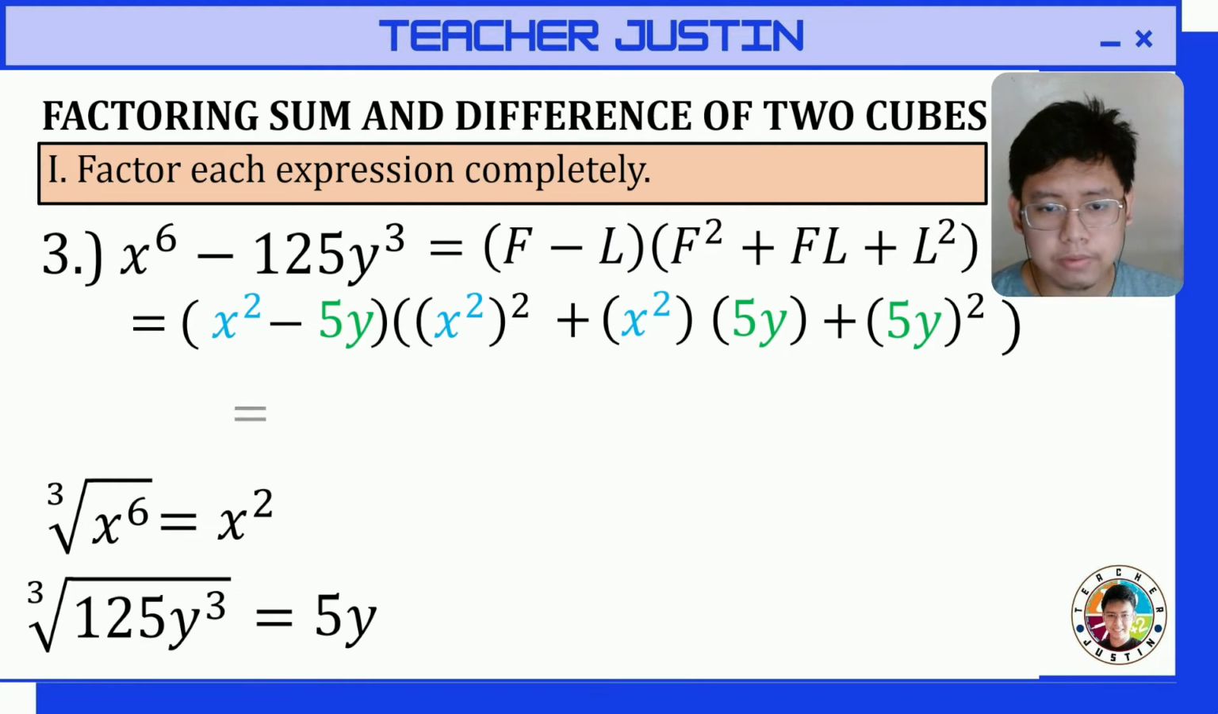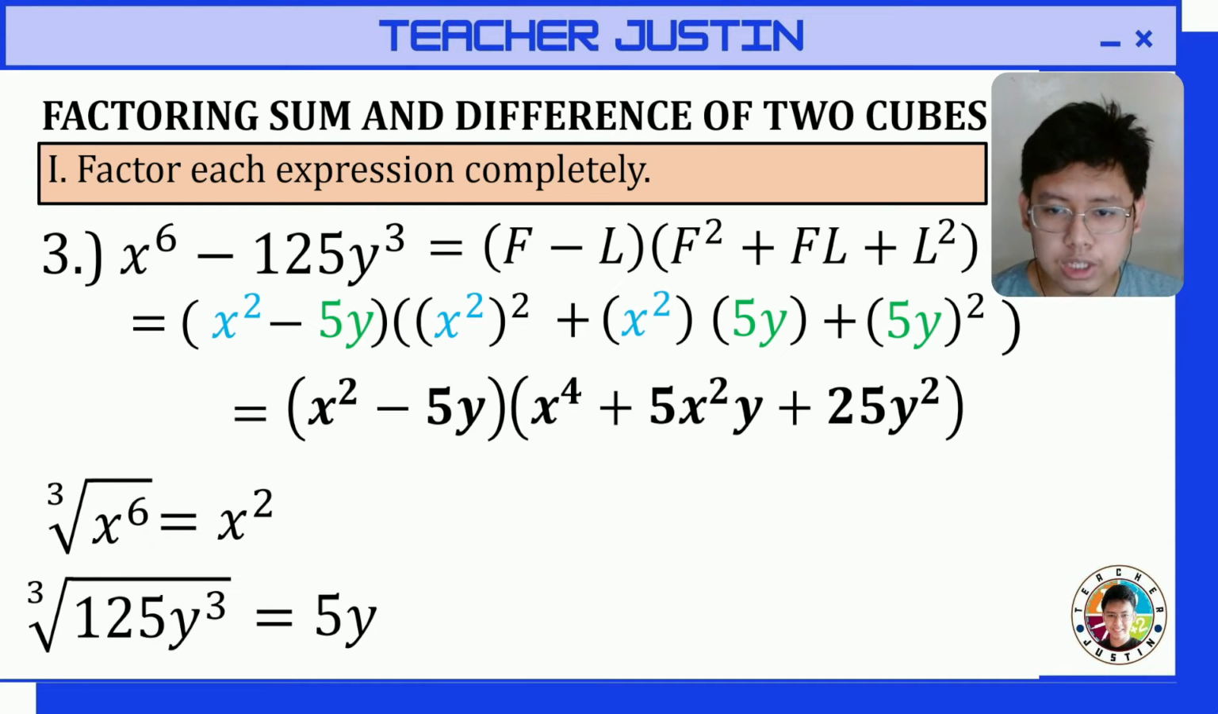We will have x squared minus 5y, that will be the first group. And the second group will be x squared plus 5x squared y plus 25y squared. Now, take note, we will apply the power of a product rule wherein we distribute the exponent 2 and we square 5, kaya siya naging 25. Square ng y is y squared. So, that will give us 25y squared.